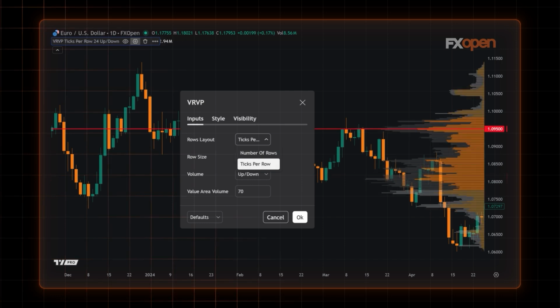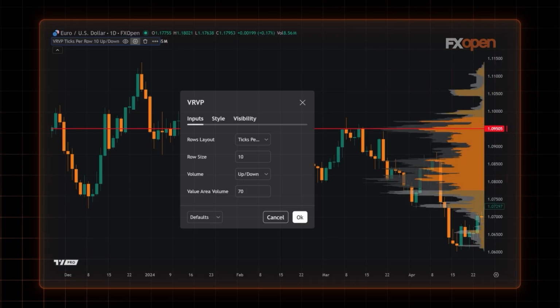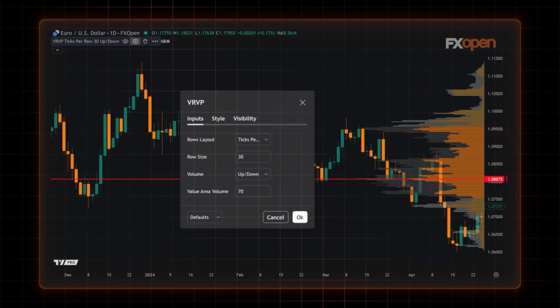Ticks per row define how much price movement is grouped into each row of the volume profile. A tick is the smallest possible price change. So, ticks per row tells the indicator how many of those increments should be grouped together into one bar. Lower ticks per row, more bars, more precision, but more noise. Higher ticks per row, fewer, wider bars, smoother profile, but less detail.